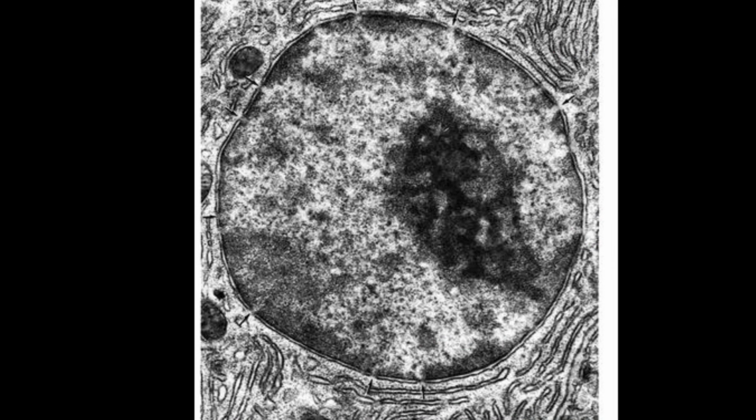Let's have a look at an electron micrograph of the nucleus found in a pancreatic cell of a bat. We can clearly see the nuclear envelope with the nuclear pores. The nucleolus is darkly stained, and the loosely coiled chromatin can be seen as a granular appearance. We can also clearly see the endoplasmic reticulum surrounding the nucleus. This gives us a good picture of how large and widespread the endoplasmic reticulum is.